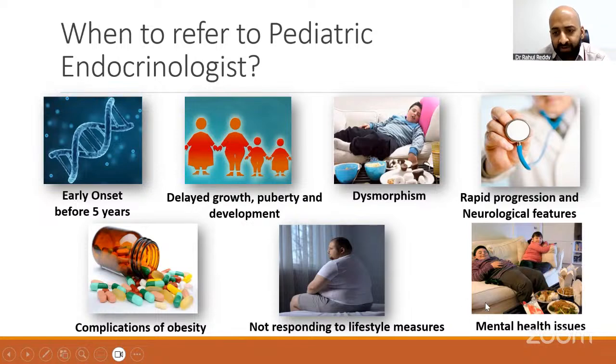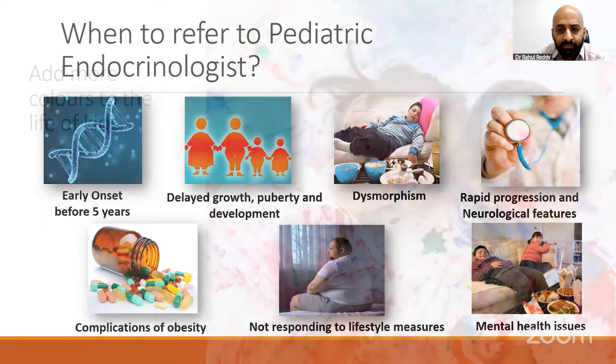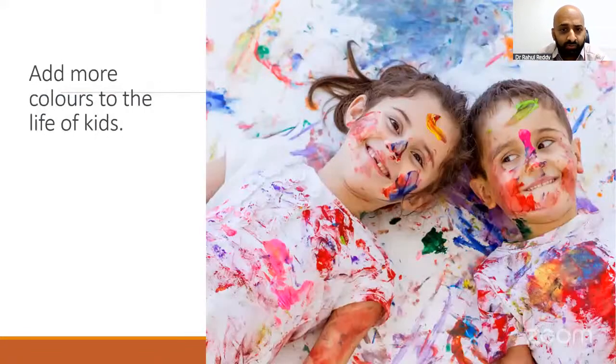And when they have mental health issues not responding to lifestyle measures, again, it becomes necessary to refer these cases early for us to intervene with a more stringent or a more multidisciplinary, a more stricter approach in what we can do, giving more time to these kids and doing better. Let us add more colors to the life of these kids and prevent childhood obesity.